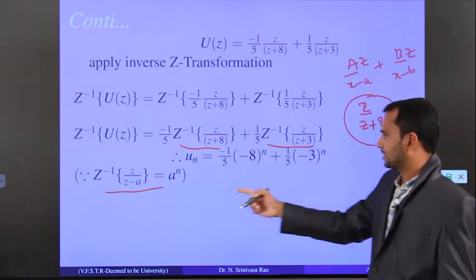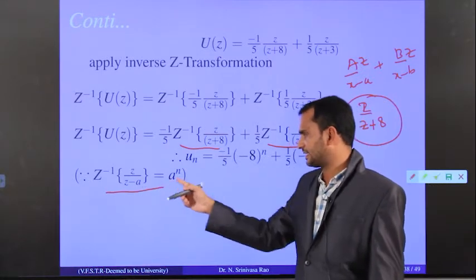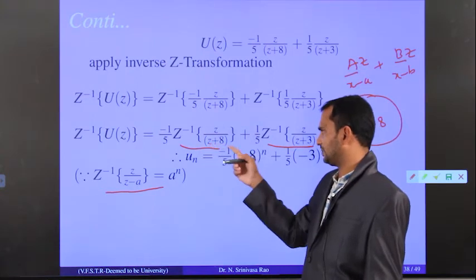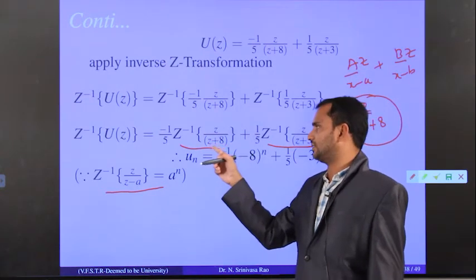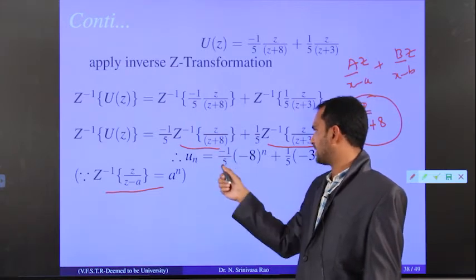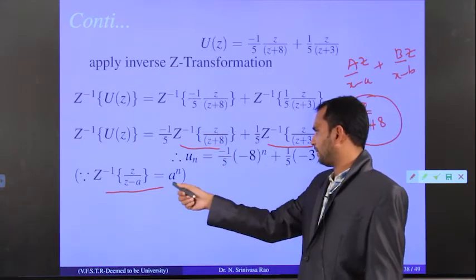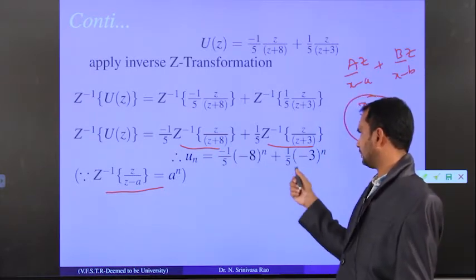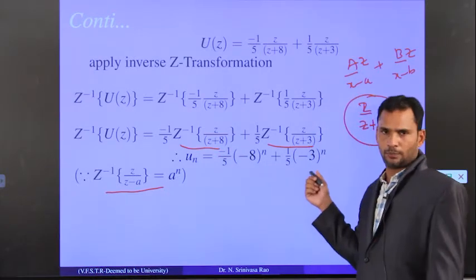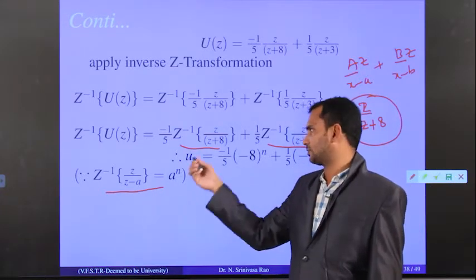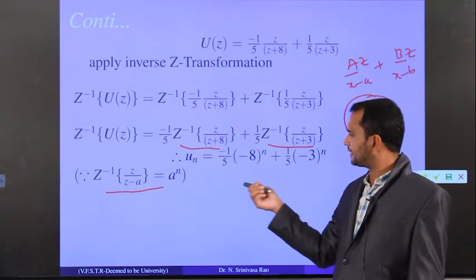So z inverse of z by z minus a is a power n. Therefore z plus 8 can be written as z minus of minus 8. So it is minus 1 by 5 into a power n, where a is minus 8, so minus 8 whole power n, plus 1 by 5 into minus 3 whole power n. Why? Because the general formula is z minus a, so this plus 8 can be written as minus of minus 8.